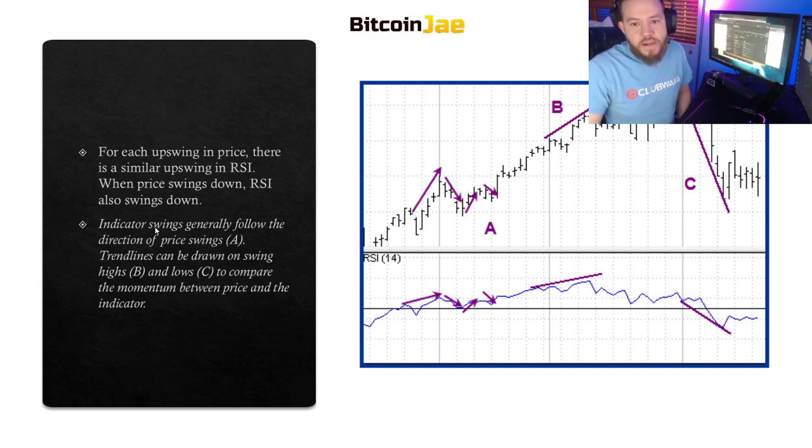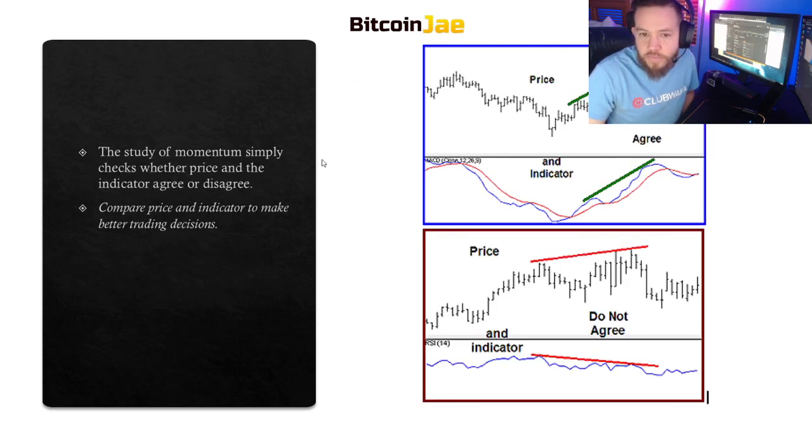Okay, so indicator swings generally follow the price swings. Trend lines can be drawn onto highs and lows to compare the momentum between price and the indicator. The study of momentum simply checks whether price and the indicator agree or disagree. Compare price and indicator to make better trading decisions. So here we go again.